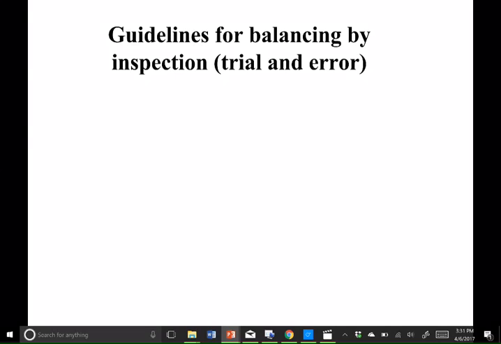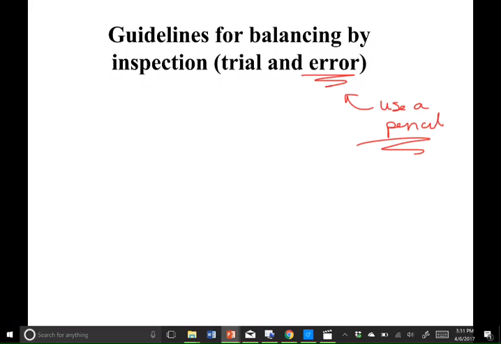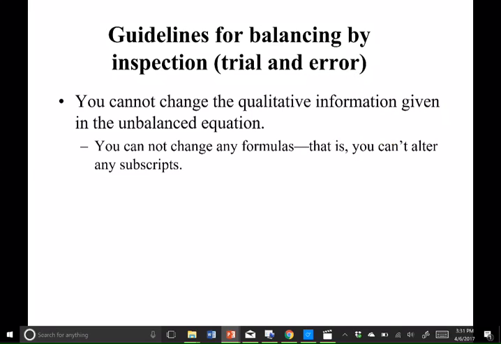Now, the way I'm going to show you is by what we call trial and error. And the error part here, I will emphasize, use a pencil, just by nature of how we go back and forth with changing stoichiometric coefficients. If you use a pen, it's going to look a little messier. So if you have a pencil handy, that's a good thing to use for balancing equations. So these are just guidelines.